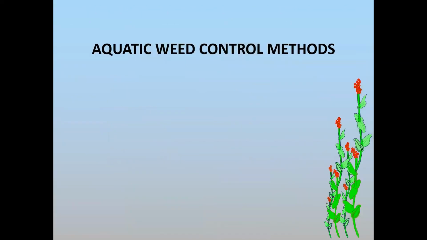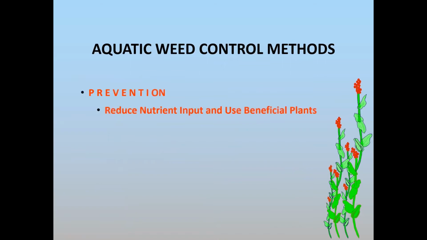So when we look at different aquatic plant control methods, like many things, the best control method is to try to reduce that nutrient input from the beginning and to limit the nutrient availability for plants. And then another strategy, which we'll talk about, is using other plants, beneficial plants, to kind of rob nutrients away, if you will, from undesirable species.